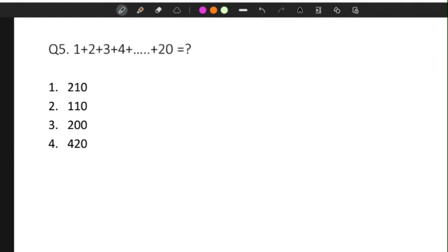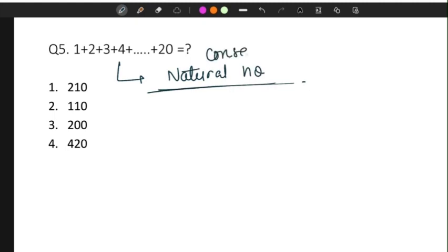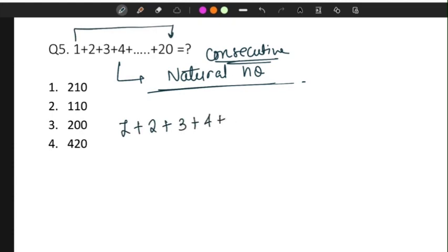Now here we are actually taking the summation of consecutive natural numbers. We know what a consecutive natural number is, the numbers that come one after another, and we know natural numbers, the counting numbers, start from 1 up to infinity. So here they have asked us to find the summation from 1 to 20. If we start taking the summation of 1 plus 2 plus 3 plus 4 plus 5 plus 6 plus 7 up to 20, what should be the summation?